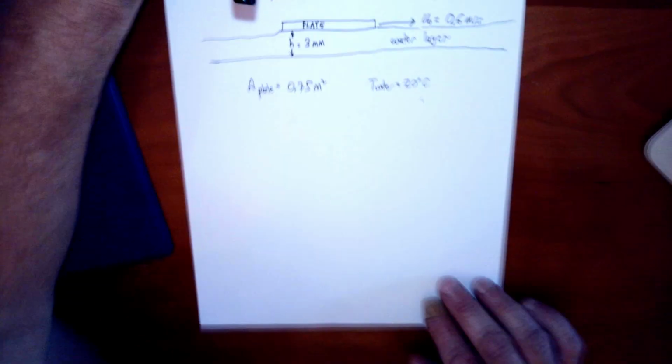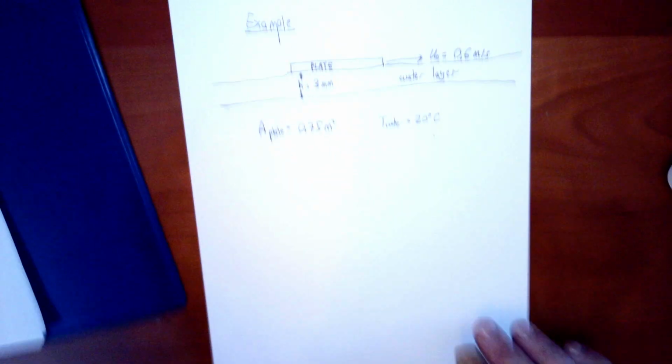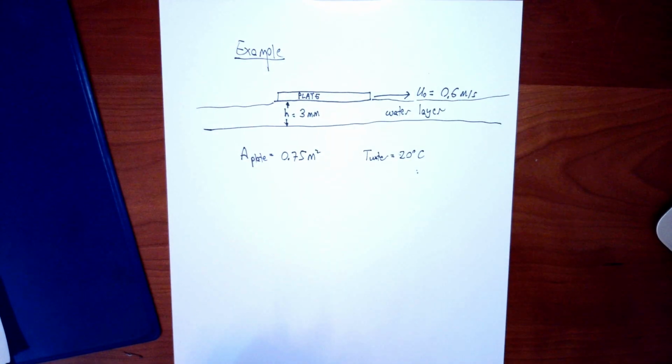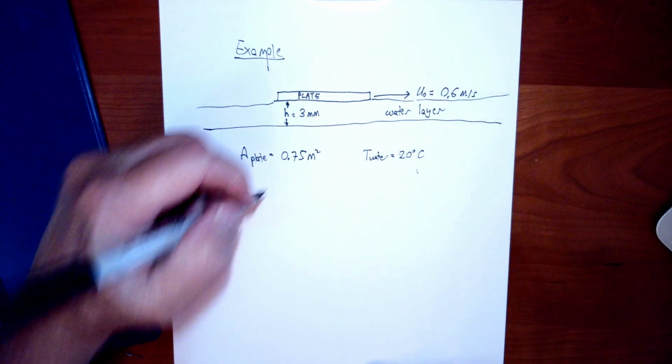All right, so we're going to take a look at an example here of viscous forces acting on a plate. So the plate is going to be skimming along a water layer. The water layer is 3 millimeters thick, so a thin lubricating water layer, and we have a steady velocity of 0.6 meters per second for that top plate. And the question being asked is, what is the force required?